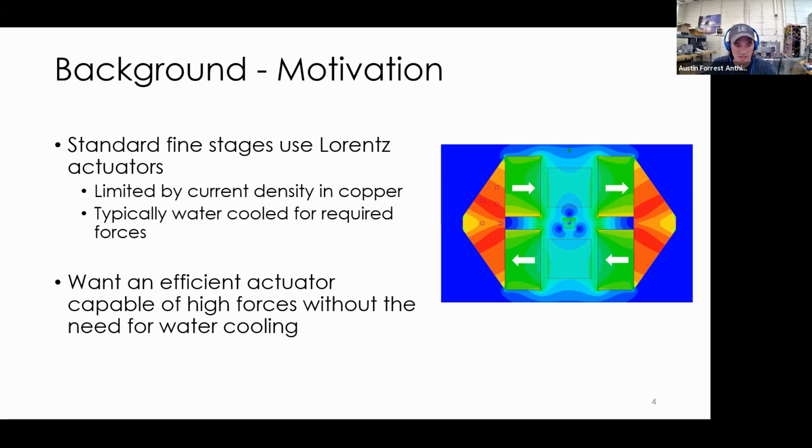So most of these stages use water cooling to run high current through the coils. Our research impetus was to create an actuator that didn't need water cooling and that could efficiently create high forces for this type of application.